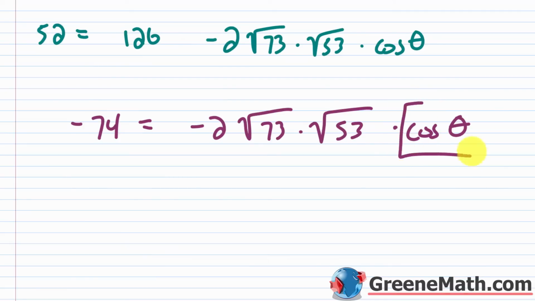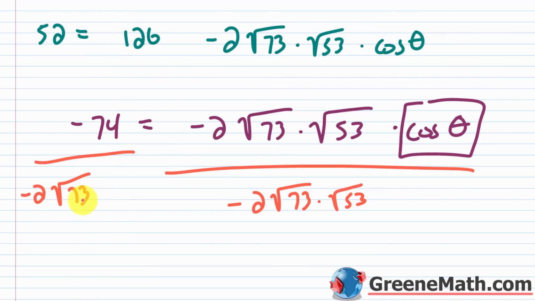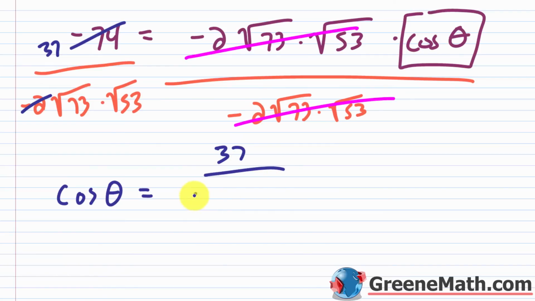Now again, if I want to solve for the cosine of theta, I'm just going to divide both sides of the equation by negative 2 times the square root of 73 times the square root of 53. So let me do that over here as well. So let's go negative 2 times the square root of 73 and then times the square root of 53. Okay, so this is going to cancel, and I'm going to write this cosine of theta on the left. So let's say the cosine of theta is equal to negative 74 divided by negative 2. So let's go ahead and do that on the calculator, and I get 37. So let's say this is 37 over the square root of 73 times the square root of 53.